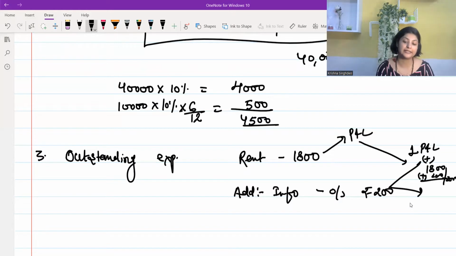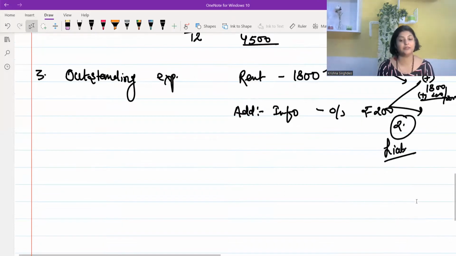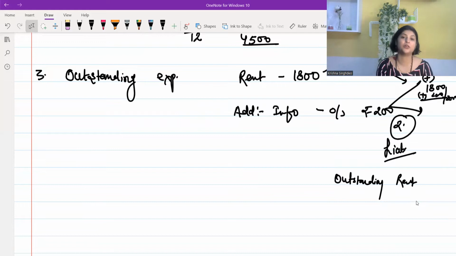Now, what is the second adjustment, second treatment of this adjustment? The second treatment of this adjustment is this. You are going to write it in the liability side. Under liability side of the balance sheet, you will write outstanding rent. Like this, you are going to show over there outstanding rent and the amount of rent 200 rupees in the liability side of the balance sheet you are going to write. So what do we do with the outstanding expenses? Two places. To which place it belongs to.